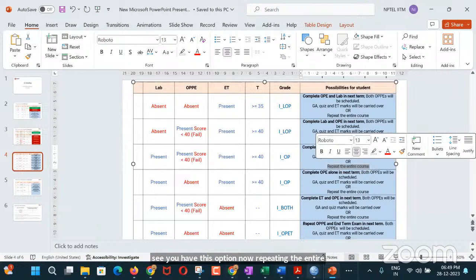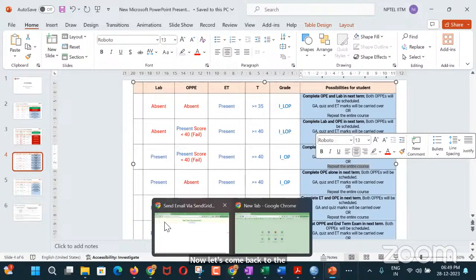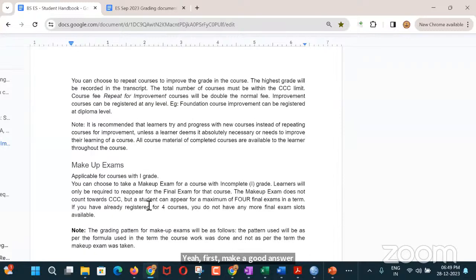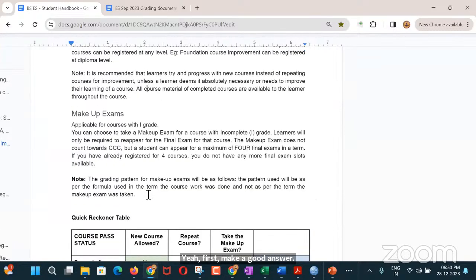Now let's come back to the makeup exam. So this is what we have mentioned in the student handbook. What does it say? Applicable for all courses with I grade. You can choose to take up a makeup exam for a course with incomplete grade. Learners will only be required to reappear for the final exam for that particular course. Okay, so this is something that we were planning at IIT Madras. Right now that is not finalized. If we are having a makeup exam, we will make an announcement about that.